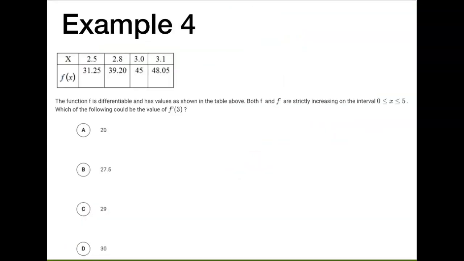We know our function is differentiable and has values shown in the table. We know that f and f prime are strictly increasing on the interval 0 to 5. So that means at no point will it dip at all. It can kind of stabilize or flatten out, but it can't dip down, right? So that's going to tell us that we're going to have a positive slope of some kind. Which of the following could be a value of f prime at 3?